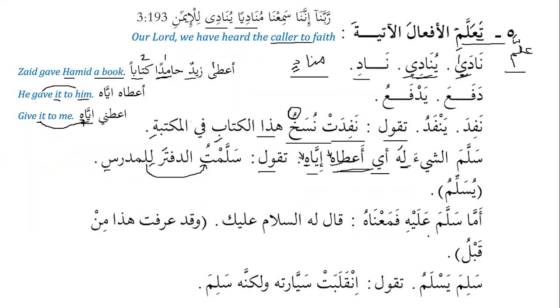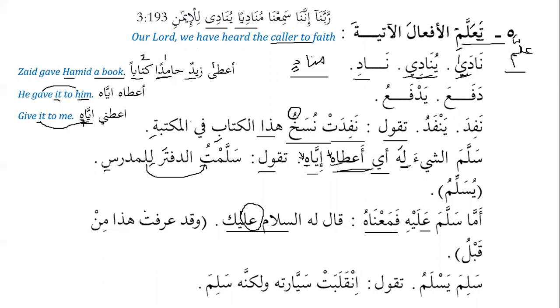Amma sallama alayhi, as for sallama with the preposition ala, it means qala lahu assalamu alayka. That means he said to him, peace be upon you. So when we use it with the preposition ala, it means to greet someone with the Islamic greetings. And when we use it with the preposition li, that means to hand over something to somebody.